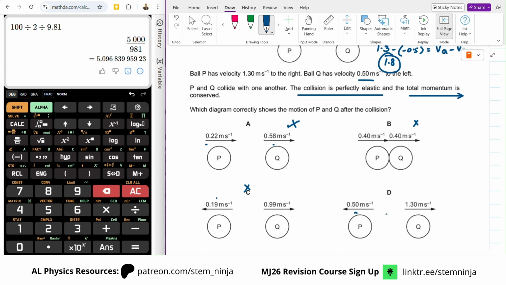This is going to be correct because it has the same magnitude of values, and these are both in opposite directions. So relative speeds will be added the same way. So we said VQ 1.3 minus VP, so minus 0.5. So it will add up to be 1.8 also. So this D is correct.